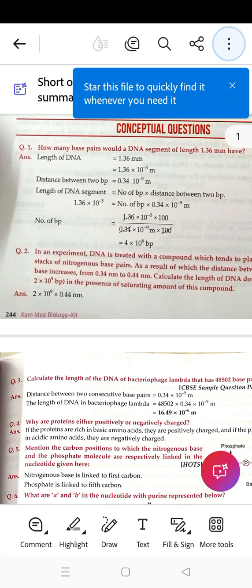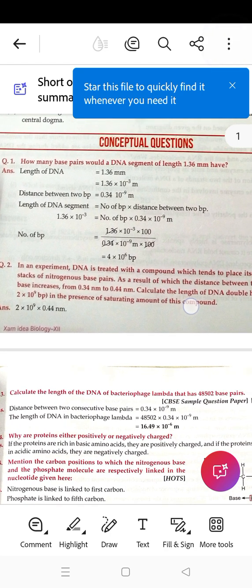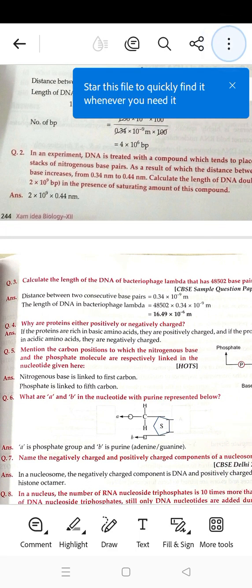First question: how many base pairs would a DNA segment of length 1.36 mm have? Here the length of DNA is given, and in these questions we apply the formula: length of DNA segment equals number of base pairs into distance between two base pairs. After applying this formula you get the answer. Very simple.